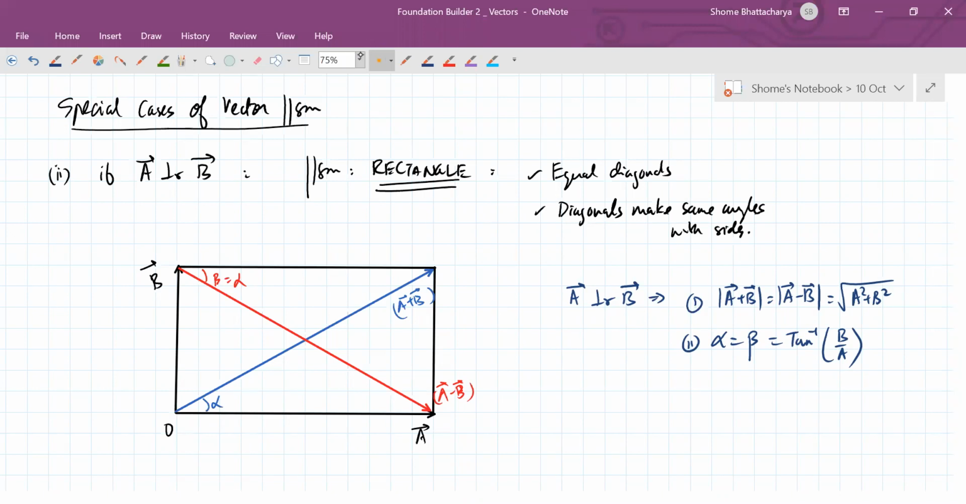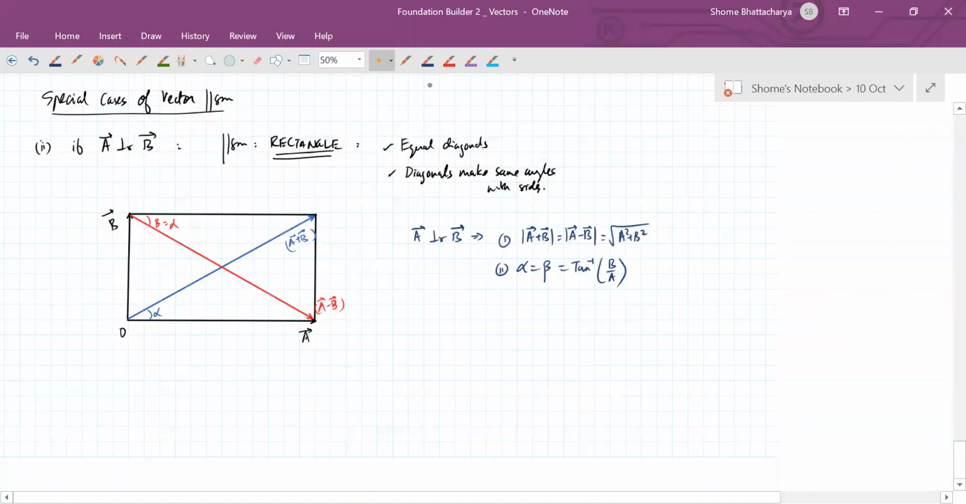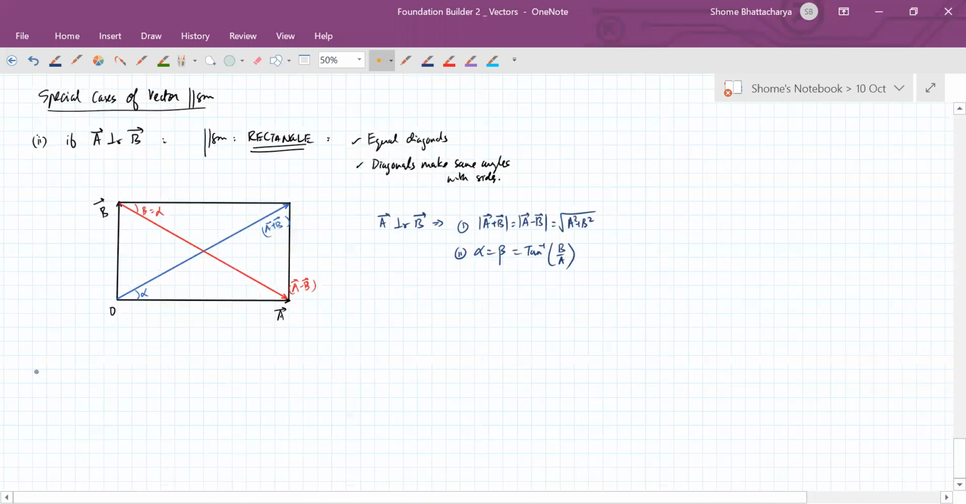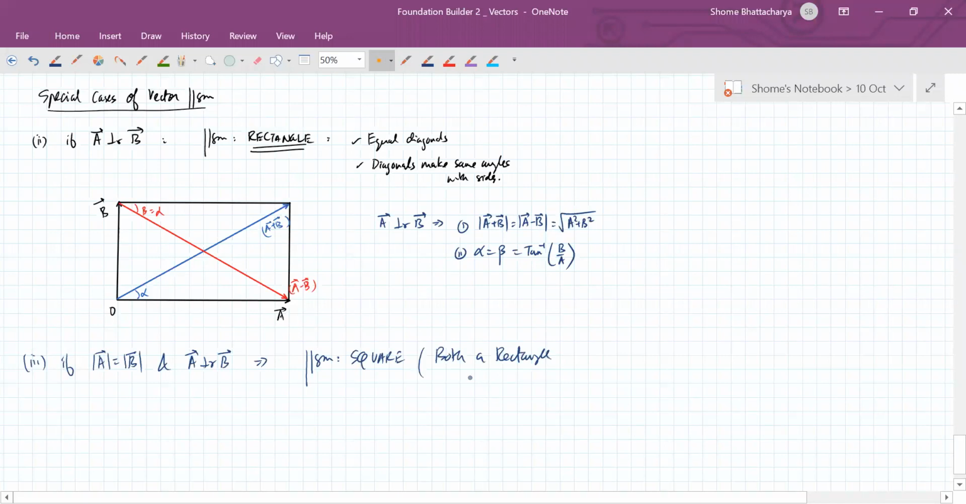And of course you can always think of a third case which combines the rhombus and the rectangle, which is the case of the square. If magnitude of A is equal to magnitude of B, and along with that A is perpendicular to B, okay, then our parallelogram becomes a square, which is both a rectangle and a rhombus.